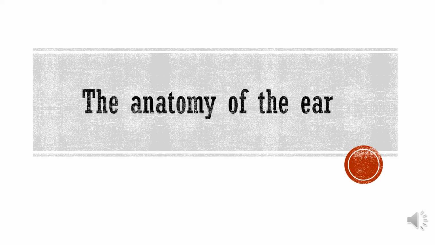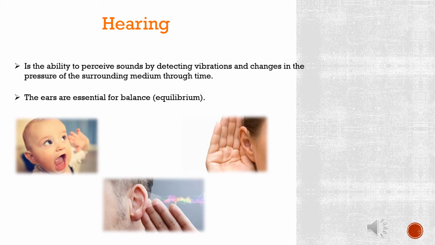So what is the anatomy of the ear? Hearing is the ability to perceive sound by detecting vibrations and changes in the pressure of the surrounding medium through time. So, the ear provides the sense of hearing. They are also essential for balance. And these pictures clarify the sense of hearing.